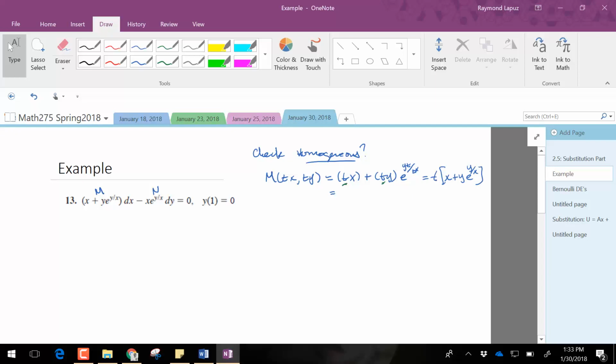So our m is good to go. Let's check our n with a tx and ty. It's just a simple negative x, so that's negative tx. And then we get the same thing for the power, ty over tx. So the t's would cancel again. So this is, in fact, a homogeneous differential equation.